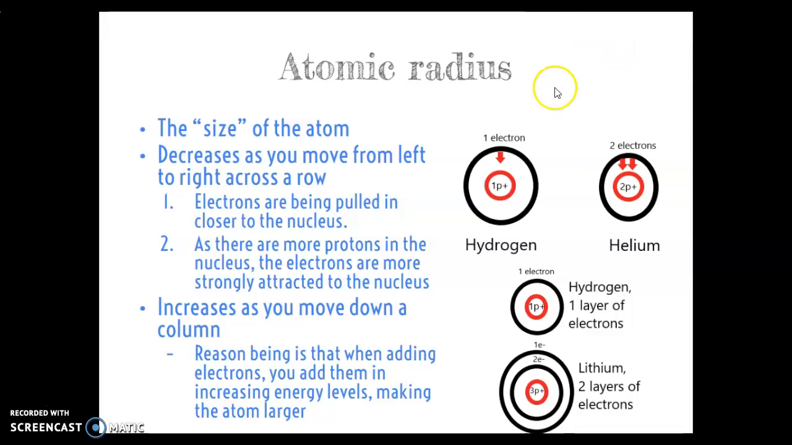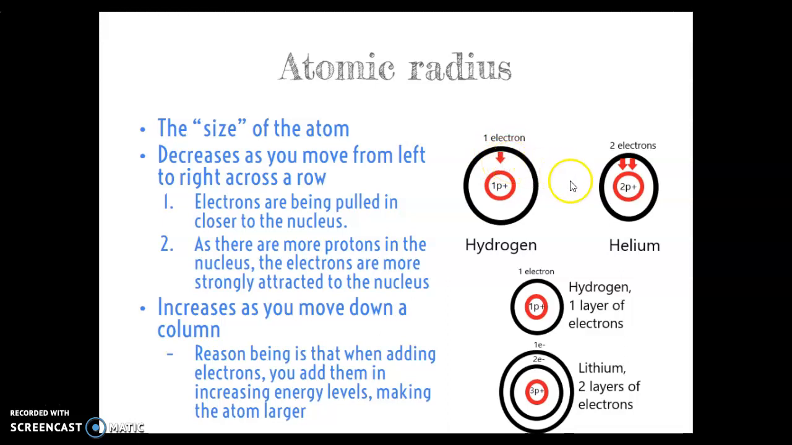So it decreases as you move left to right across a row, and this illustration here tells you why. If you're looking at the first row on your periodic table, you have hydrogen and helium. Hydrogen has one electron and one proton. Because Coulomb's law says that opposite charges attract and like charges repel, the electron that is negative is attracted to that proton in the nucleus, right? So there's a certain amount of attraction there, which I've represented by this red arrow.